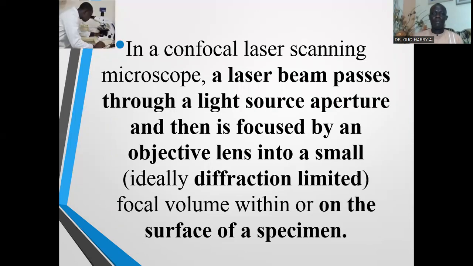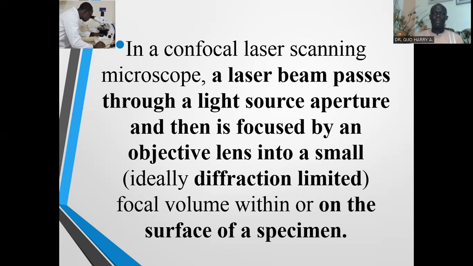Now, what are the uses of the confocal scanning microscope? In a confocal laser scanning microscope, a laser beam passes through a light source aperture and then is focused by an objective lens into a small, ideally diffraction-limited focal volume within or on the surface of a specimen.